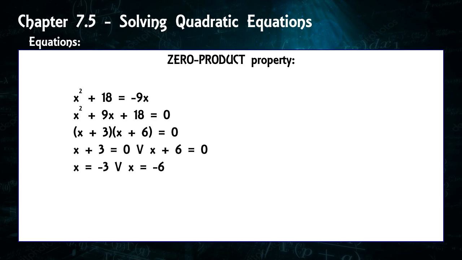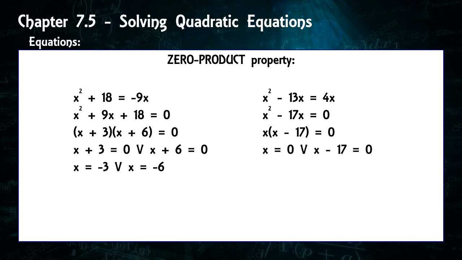Next up, x squared minus 13x is equal to 4x. We remove the 4x by subtracting it from both sides and receive x squared minus 17x is equal to 0. As this is not a trinomial, we don't turn it into a binomial, but instead we look for a common factor, which is x. We solve x times (x minus 17) is equal to 0 and calculate that x must be either 0 or x must be equal to 17. Pretty easy, right? Then let's continue our lesson.